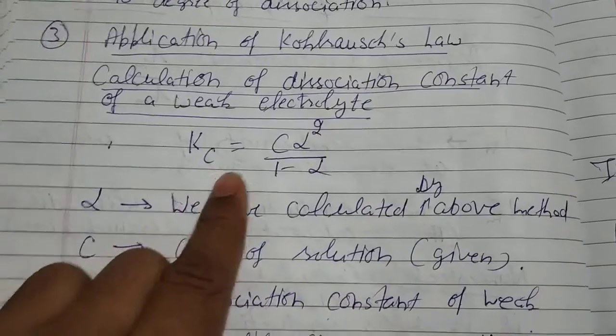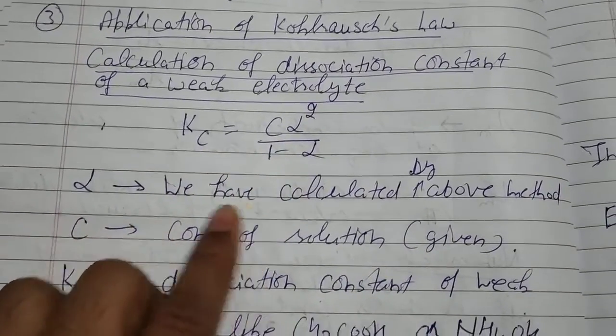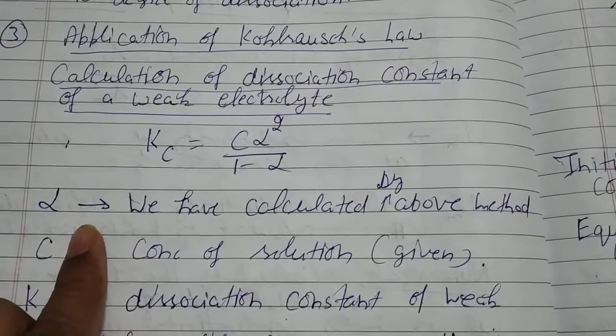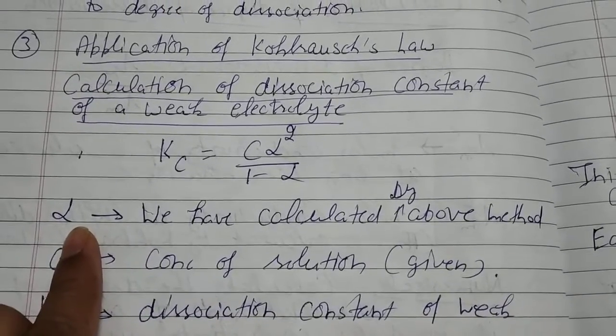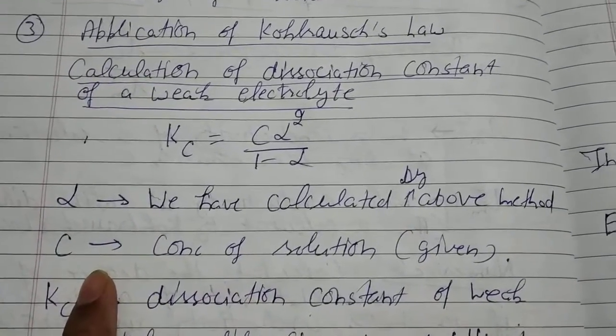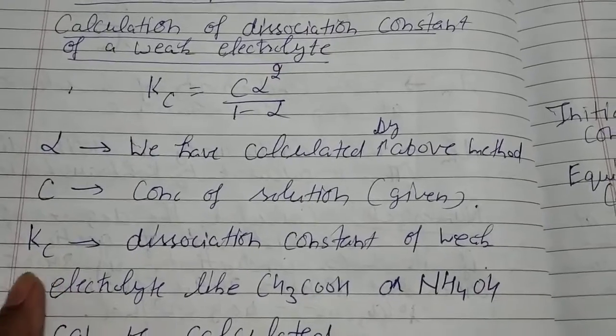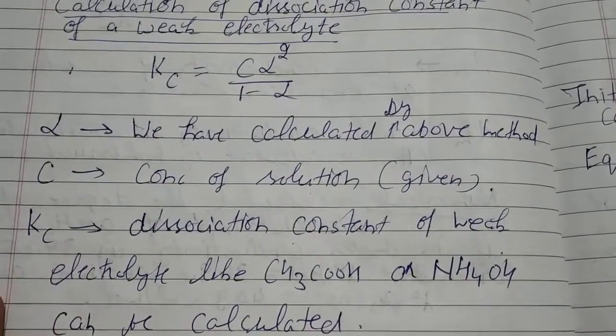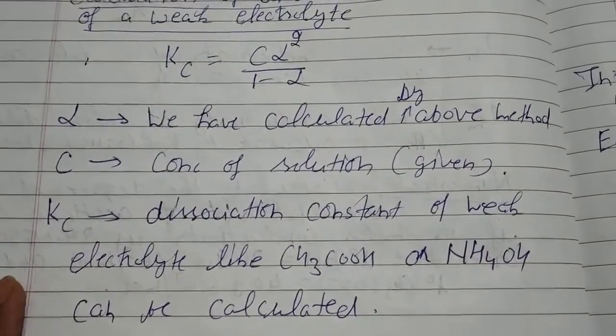What is this? Equilibrium constant is equal to C alpha square by 1 minus alpha. Alpha we already calculated. How we can calculate the alpha? Degree of dissociation. C is concentration of solution. Kc is the dissociation constant of weak electrolyte like acetic acid, ammonium hydroxide, that we have to calculate. So how we can calculate?